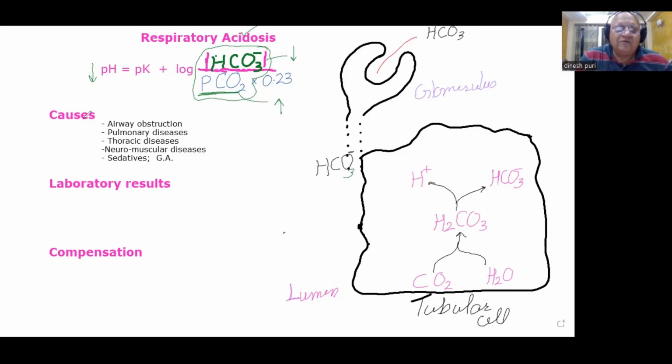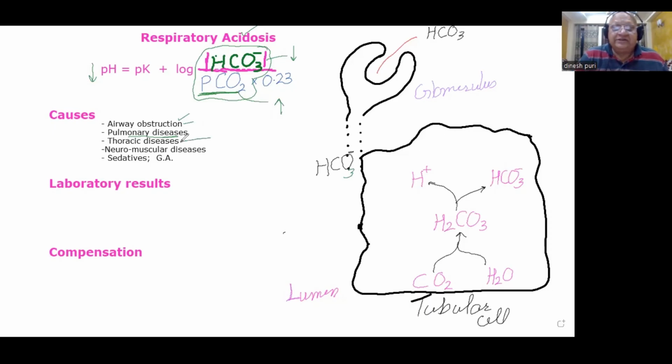Now, how can that occur? What are the causes? Causes may be innumerable. I will just summarize a few. Hypoventilation is the major defect that can occur because of any airway obstruction in the bronchi or the bronchioles, etc. That can occur in asthma or in COPD, chronic obstructive pulmonary disease. Then there may be some diseases in the lung, pulmonary diseases, the commonest one, for example, pneumonia.